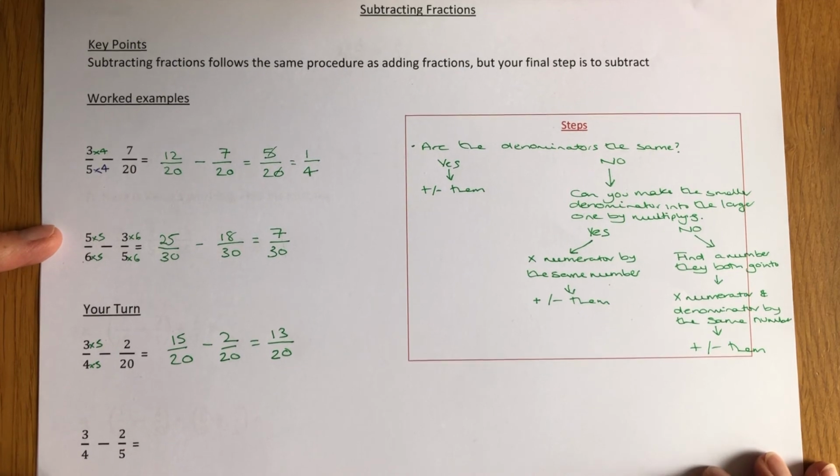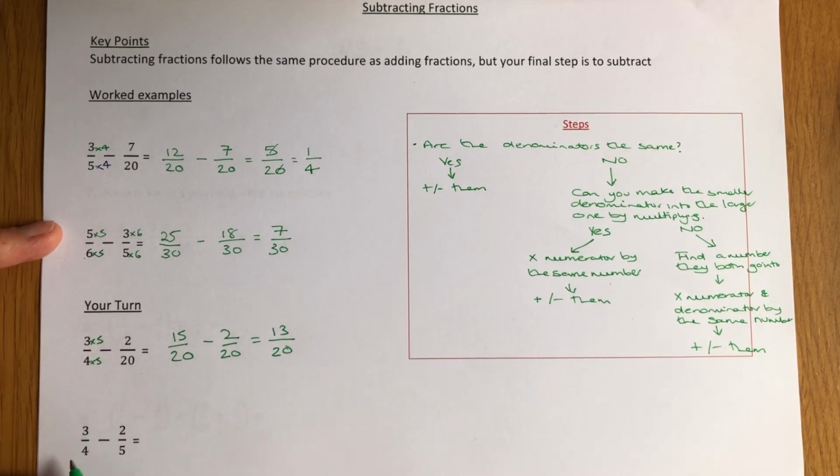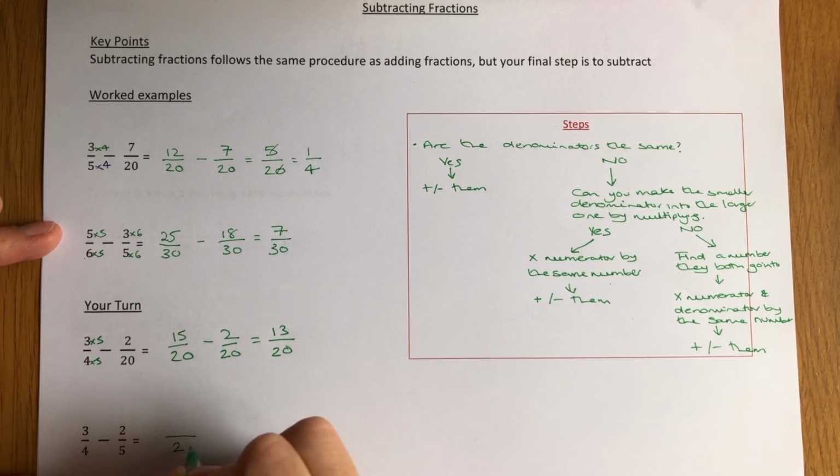Okay, next question here. Start again. Are the denominators the same? No. Can you make the smaller denominator into the larger one by multiplying? No. So we need to find a number that 4 and 5 both go into, which they both go into 20.